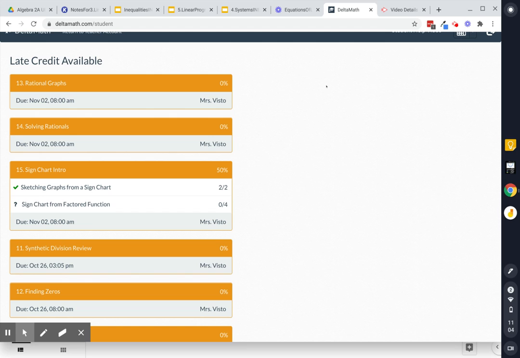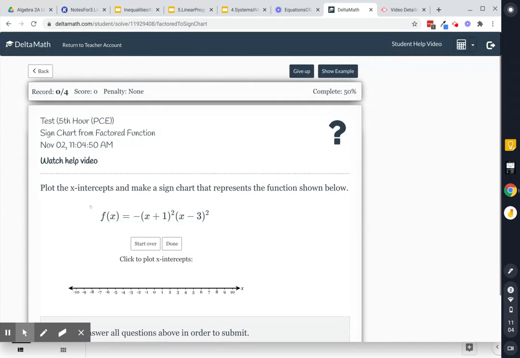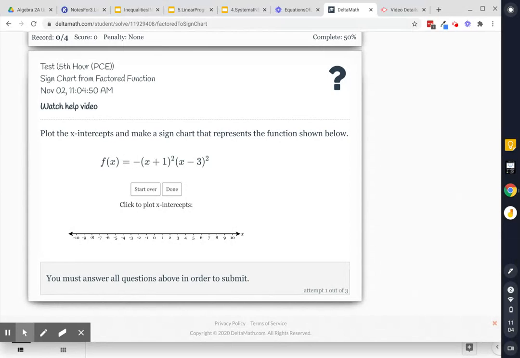So I'm still in sign chart intro. That is number 15, sign chart from a factored function. Here we go. Plot the x-intercepts and make a sign chart that represents the function shown below. Click to plot the x-intercepts. So how do I get my x-intercepts?